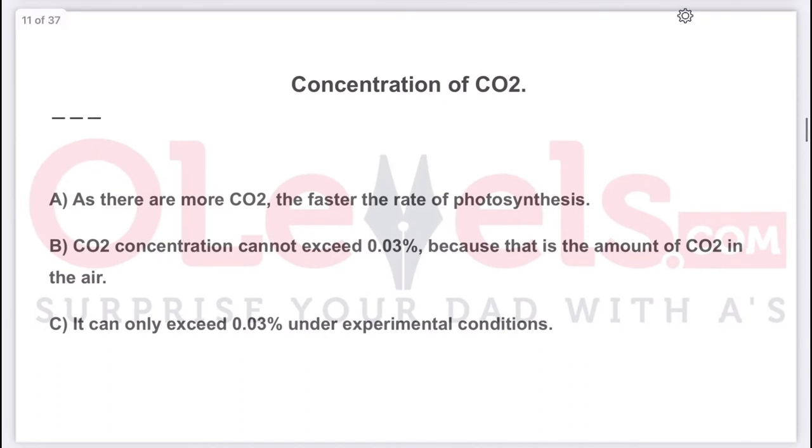Concentration of carbon dioxide, CO2. The more carbon dioxide there is, the faster the rate of photosynthesis. Carbon dioxide concentration cannot exceed 0.03% because that is the amount of carbon dioxide in the air. It can only exceed 0.03% under experimental conditions.